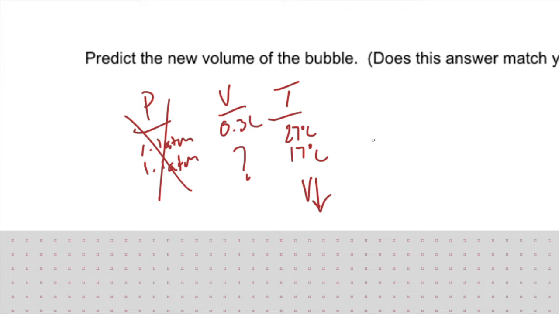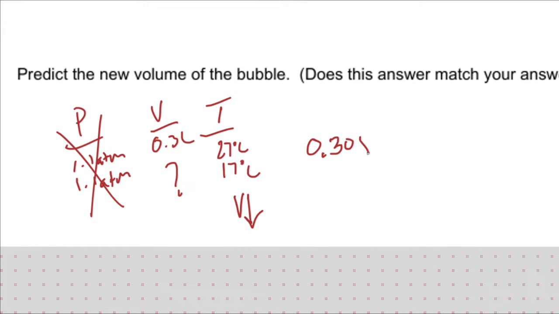So if the volume's going to get smaller, we're going to take our old volume, 0.30 liters, and multiply it by 27 and 17 as a fraction. Now, have you caught the mistake yet? Yeah, we can't use 27 and 17. We have to turn these into Kelvin, which means we have to add 273 to each of these. So 27 plus 273 gives us 300. This is 10 degrees less, so this is 290. We need to make it smaller, so that'll be 290 over 300 Kelvin.